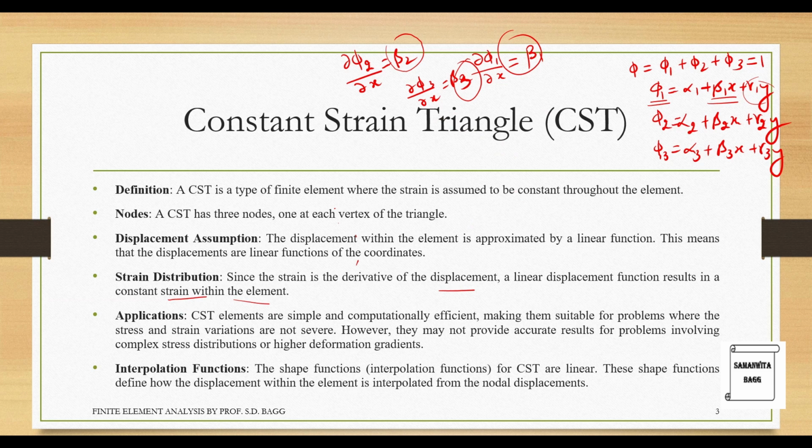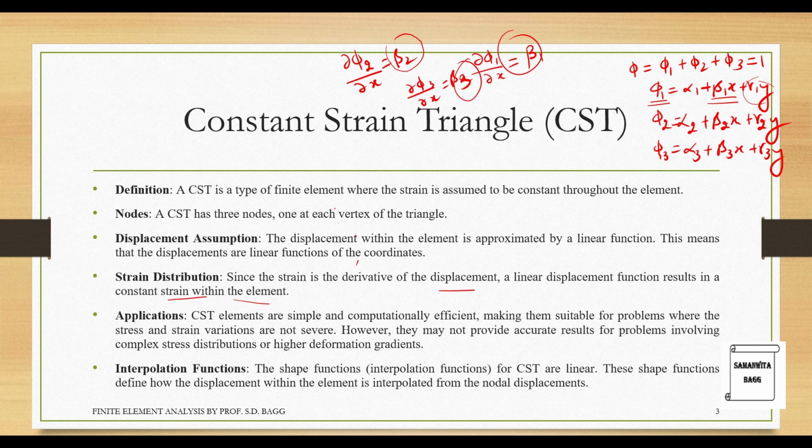Application. CST elements are simple and computationally efficient, making them suitable for problems where the stress and strain variations are not severe. However, they may not provide accurate results for problems involving complex stress distributions or higher deformation gradients. So we cannot go for a CST element with complex problems. We can go for very simple types of problems.